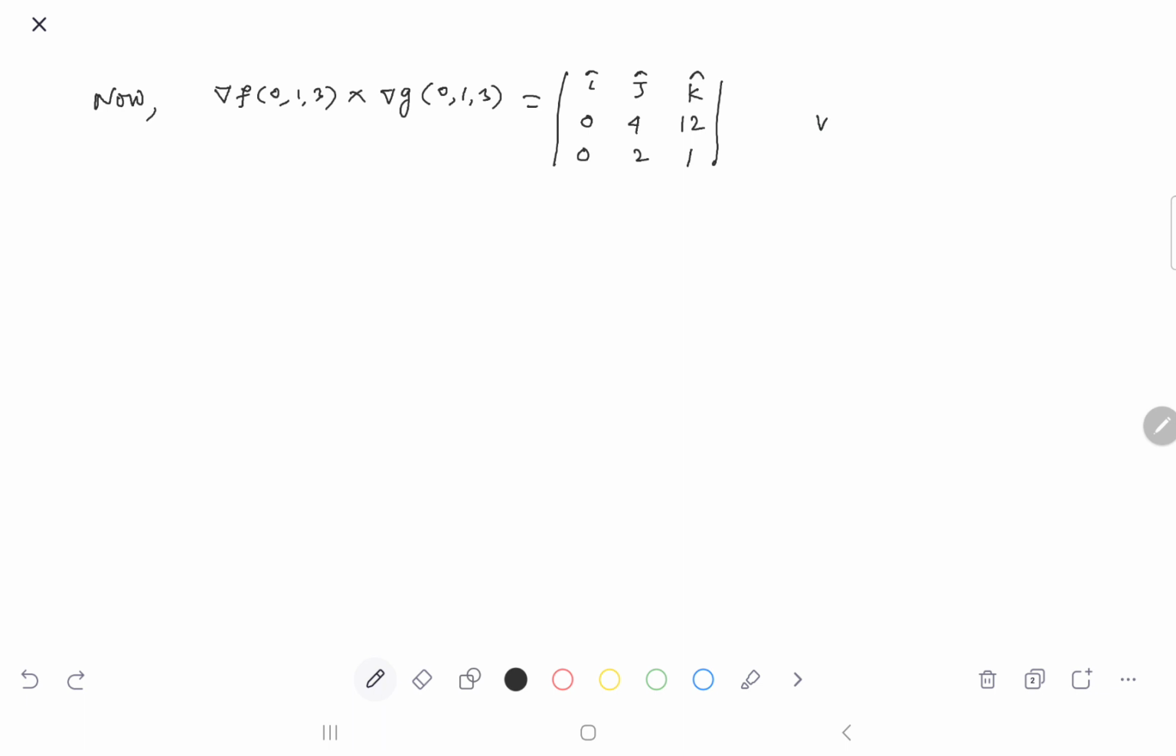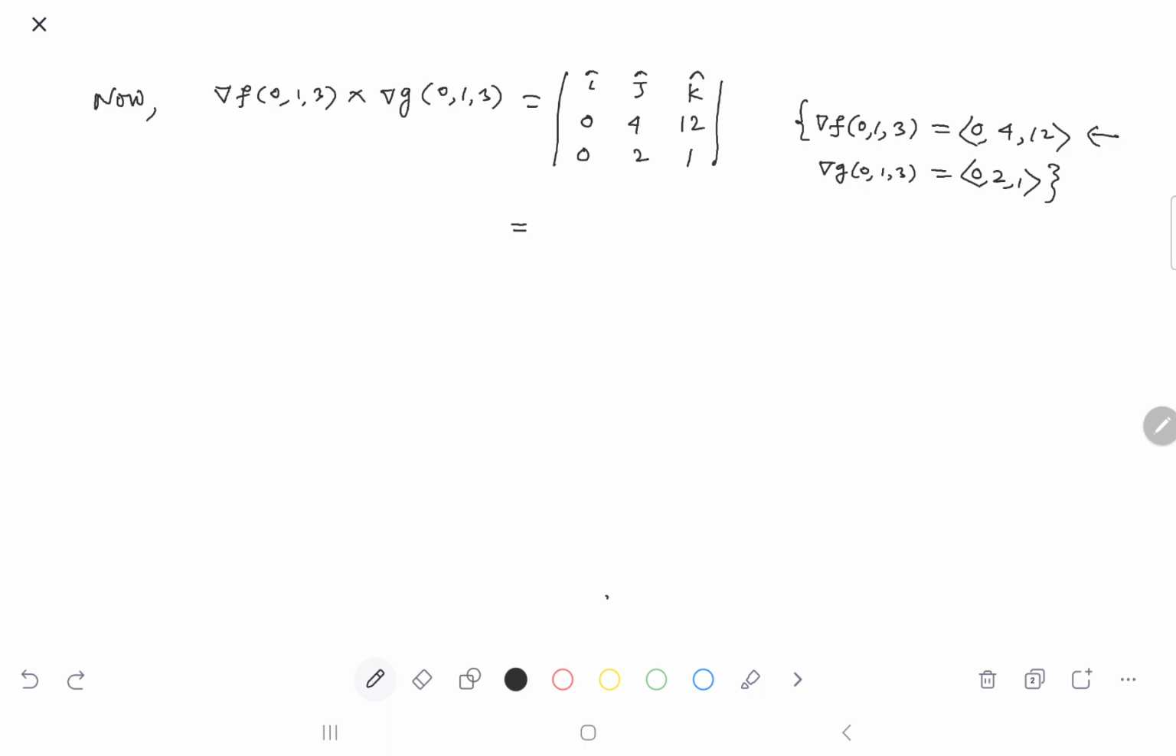Because our gradient of f at this point was 0, 4, 12, and the gradient of g at 0, 1, 3 is 0, 2, 1. So when we calculate the cross product, we have to write the determinant of i, j, k. The components of the first vector are 0, 4, 12 and the second vector is 0, 2, 1. Now you expand this determinant with respect to the first row.